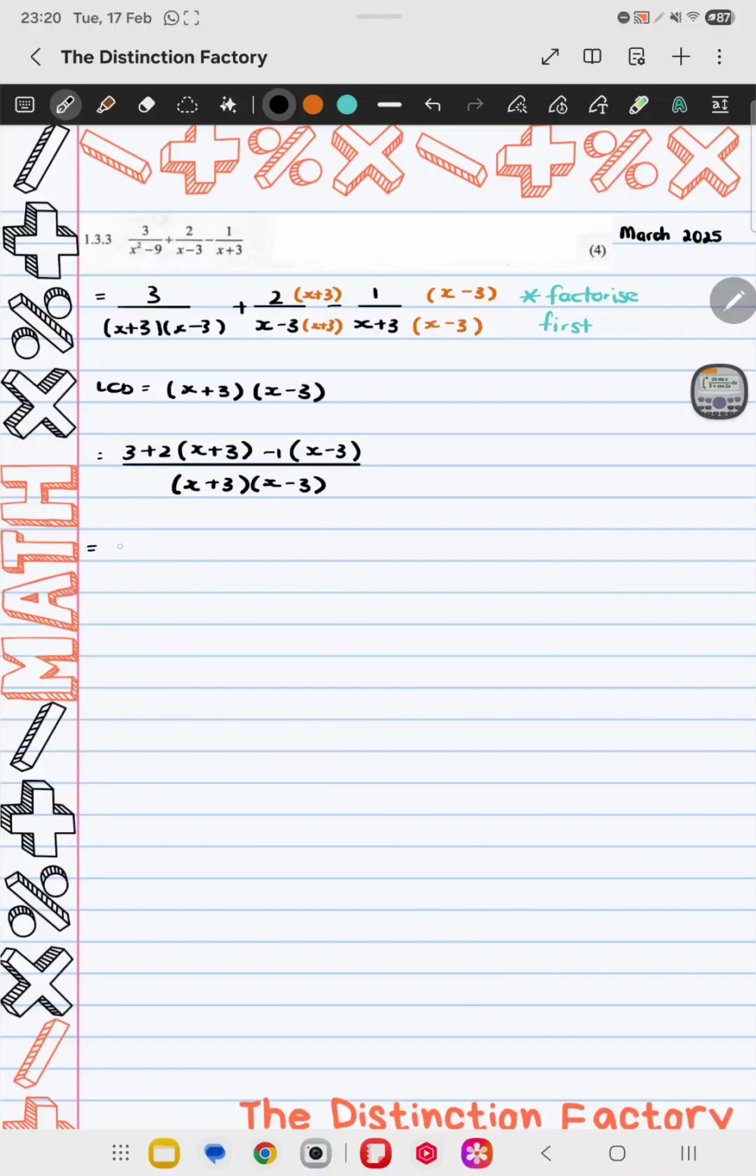So this 3 is going to stay the same. And then I'll take the 2 and distribute it into my bracket, so I end up with plus 2x plus 6. And I'll distribute the negative 1 into the brackets to give me a negative x and positive 3, all over my LCD.